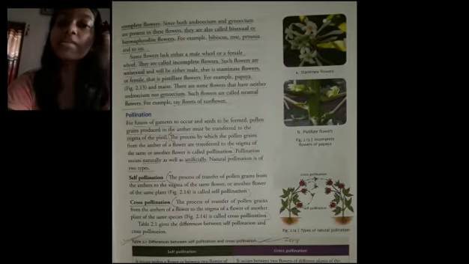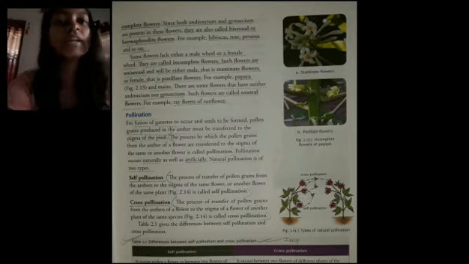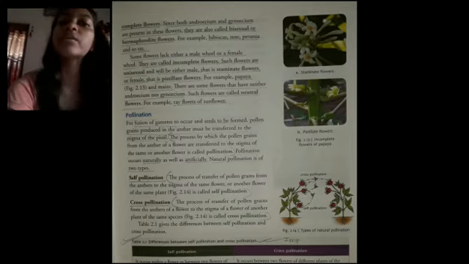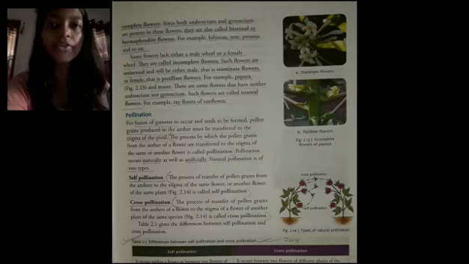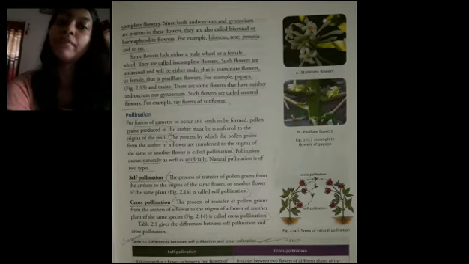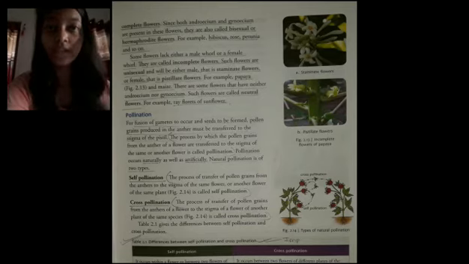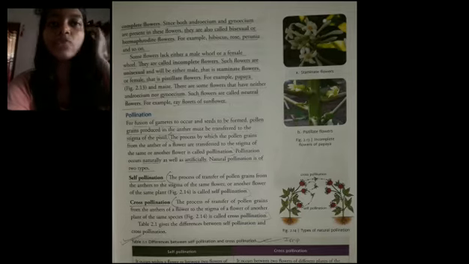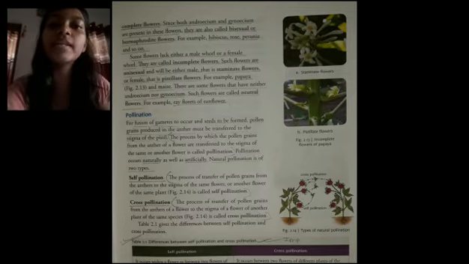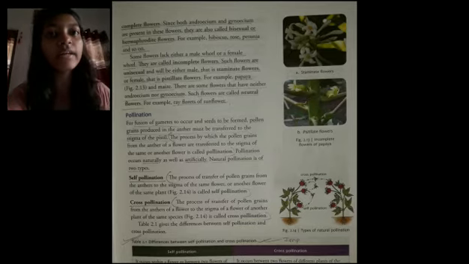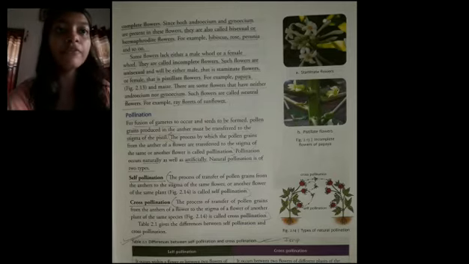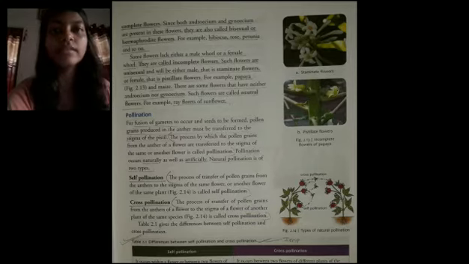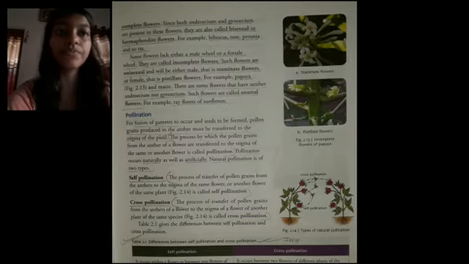Some flowers are unisexual. So incomplete flowers are unisexual in nature. Such flowers will be either male, that is staminate flowers, or female, that is pistillate flowers. So we came to know that unisexual flowers are of two types, staminate flowers and pistillate flowers. If the flower has only the male part, it will be a staminate flower, and if the flower has only the female part, it will be a pistillate flower. For example, papaya and maize. These are the types of unisexual flowers.